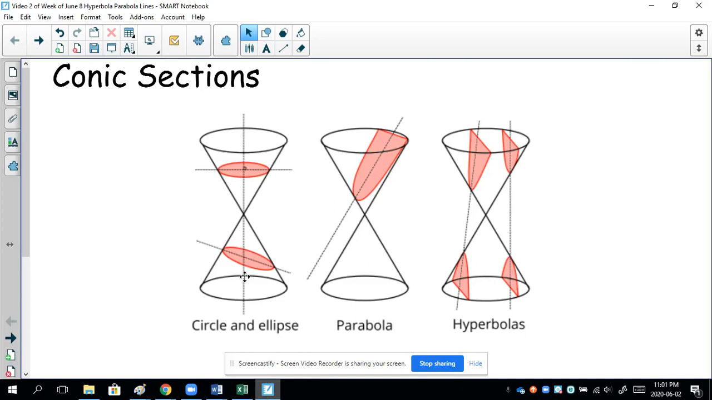Hi everyone. So in this video, I'm gonna cover conic sections. So simply put, conic sections are cross sections of a double cone.